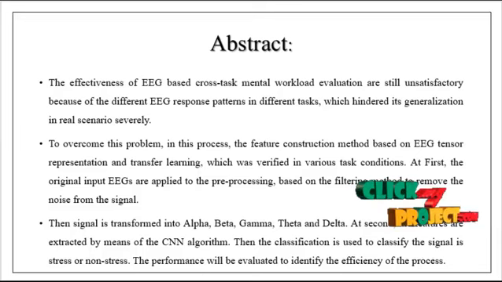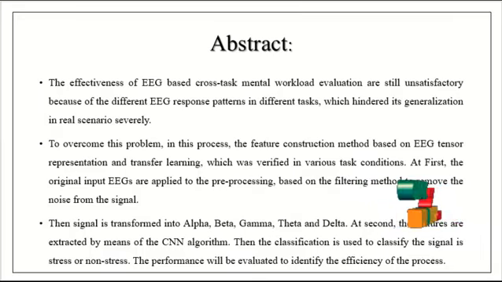At first, the original input EEG is pre-processed using a filtering method to remove noise from the signal. The EEG consists of different kinds of tasks and mental conditions. Then the signal is transformed into subbands like alpha, beta, gamma, theta and delta. These are the subbands present in that signal, so we have to extract these subbands from the signal.